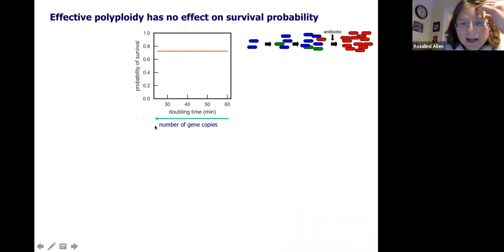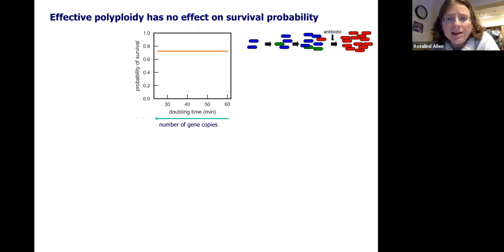So what's plotted here is the probability that the population survives as a function of the doubling time, so the growth rate of the cell, which of course translates into changes in the number of gene copies. So regardless of how many gene copies the bacteria have, they still have the same probability of surviving this antibiotic challenge. So it seems like effective phenotypic delay caused by effective polyploidy doesn't affect the outcome of this experiment.